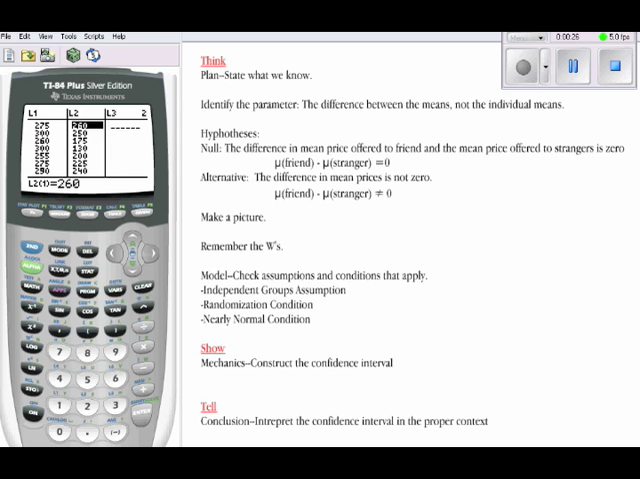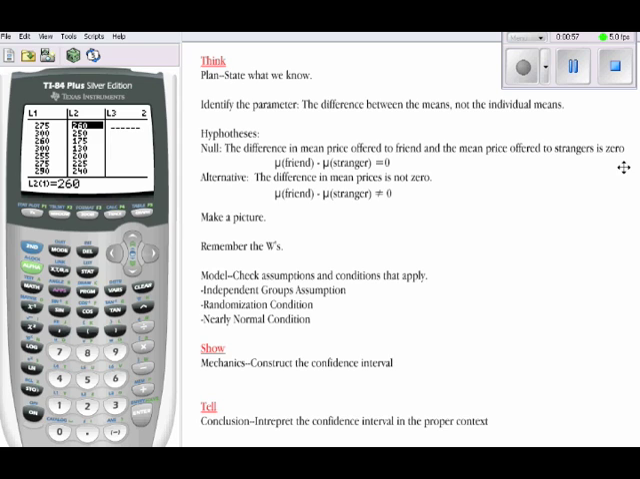So the setup says she randomly divided her subjects into two groups, and she gave the groups a description of the items that they may want to purchase. One group was told to imagine buying it from a friend whom they expected to see again. The other group was told to imagine buying from a stranger. And each time, the individuals were asked to quote a price, what they think they would pay if they bought it from a stranger or from a friend. Of course, those are in separate groups. What would they expect to pay?